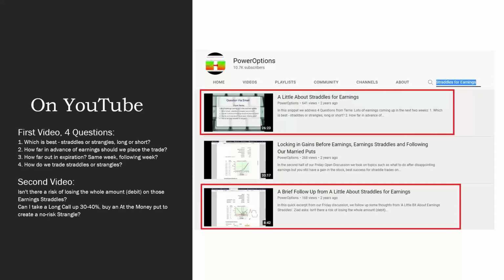There was a follow-up video to that, which is less than 9 minutes long. It was the brief follow-up, questions relating to, isn't there a risk of losing the whole amount on those earnings straddles? Absolutely. In both straddles and strangles, you can lose 100% of what you invest in the position. And is it better to try to leg in, to pick one side or the other, wait for it to increase 30 or 40%, then buy the other option to have a much lower risk? And that's about a 4-minute discussion. We go through that as well.